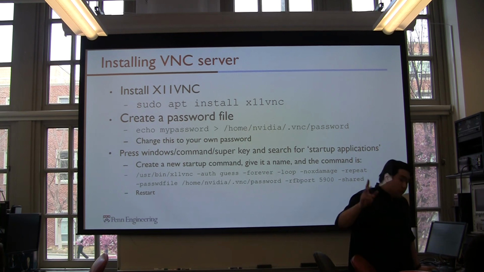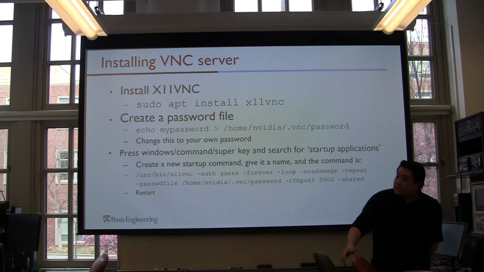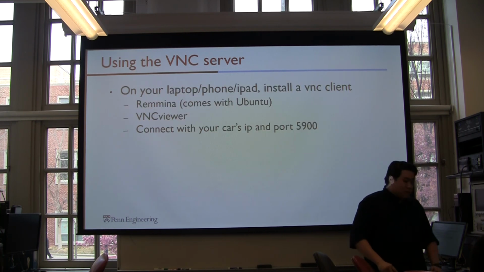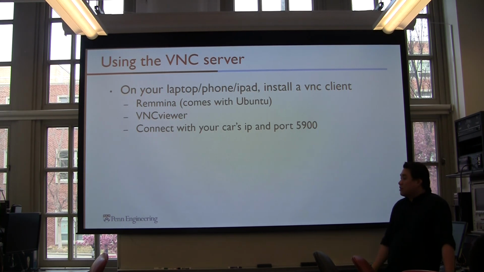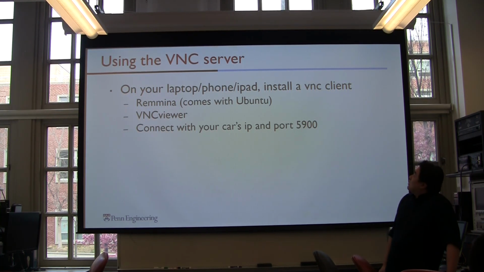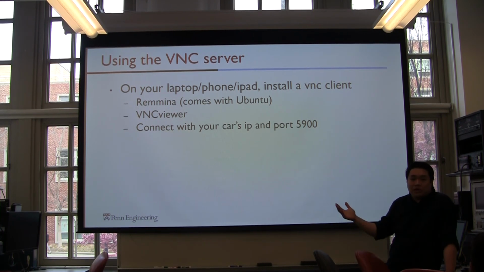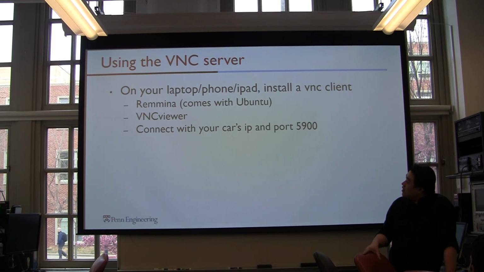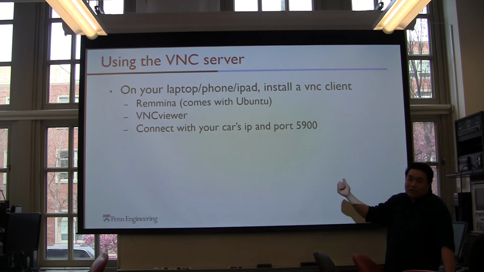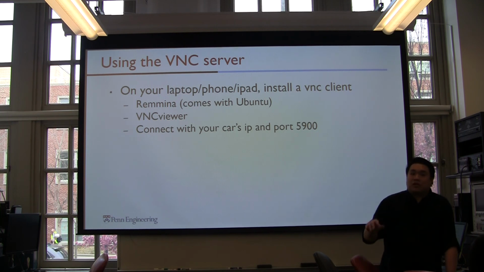Once you install and start the X11 VNC server, you can use a client on your desktop, laptop, phone, iPad, whatever. Remmina is the one that comes with Ubuntu. If your laptop has Ubuntu, you should already have a VNC client. There's another one called VNC Viewer. I think it's free, you just have to register. To connect, you type in your car's IP, and the default port is 5900. You replicate the same network, the same way that you did the SSH before.